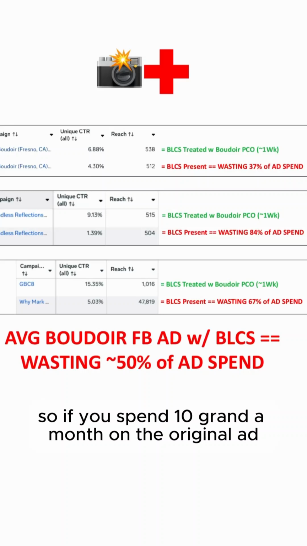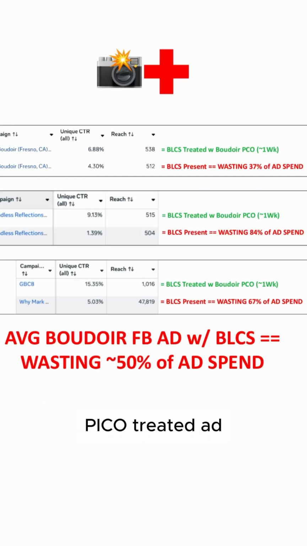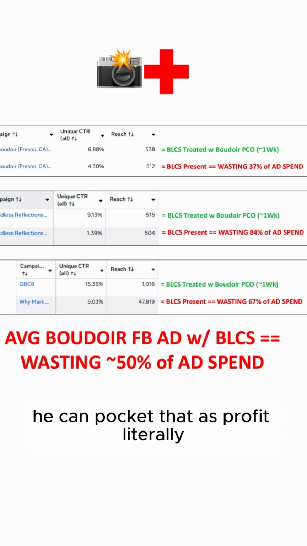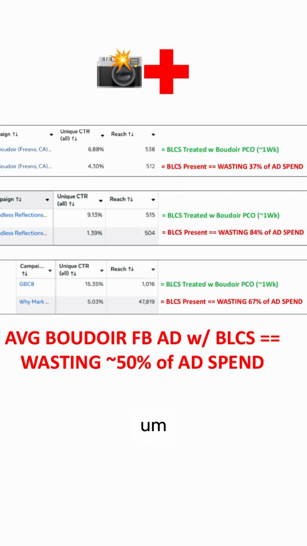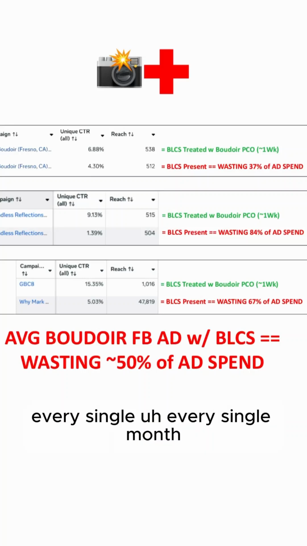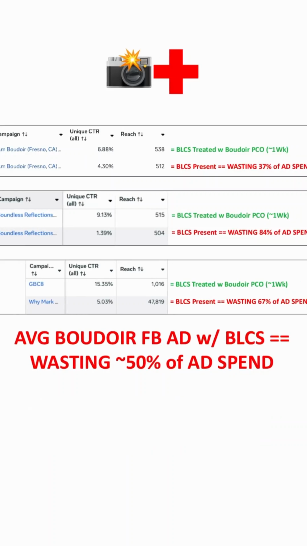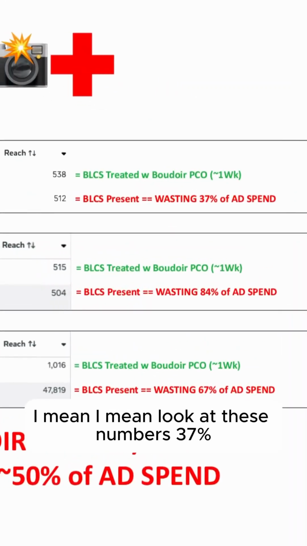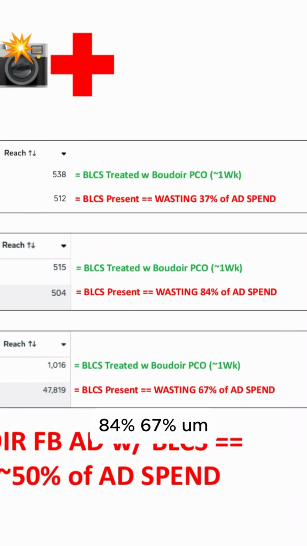If he's spending 10 grand a month on the original ad, now he only has to spend 3,300 bucks a month on the Boudoir Pico treated ad, and he gets it into the same number of women's brains in both scenarios. So that 6,700 bucks a month being wasted, he can pocket that as profit, literally every single month. So it's like an 80K bonus over the next 12 months back in his pocket. The average Boudoir Facebook ad with BLCS is wasting approximately 50% of ad spend. Literally, look at these numbers: 37%, 84%, 67%.